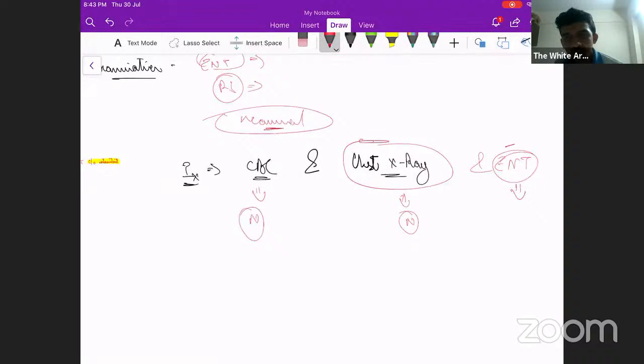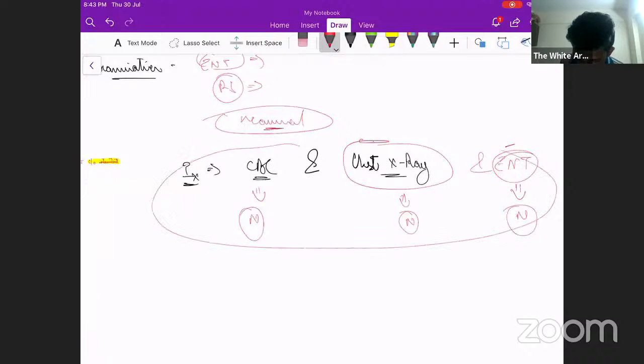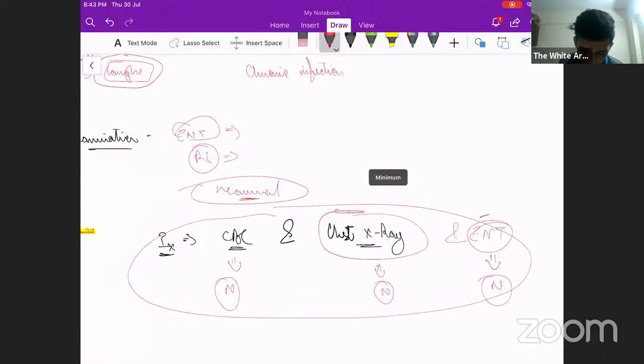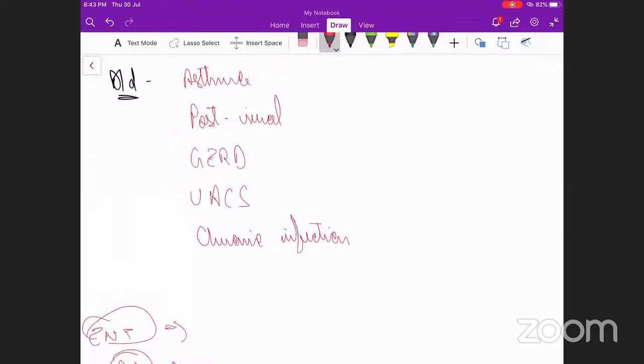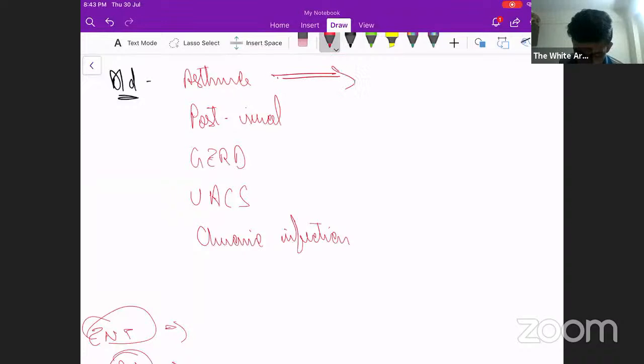ENT examination also, even the sinuses, everything. No sinus tenderness was present. Ear examination was normal. Throat also on examination, nothing prominent. Tonsils were also not enlarged. So even that was normal. So when everything turns out to be normal, Pawan, next what we do is go by the etiology. These are the things you have considered in your etiology. So you'll have to go for specific investigations for each of them and see.